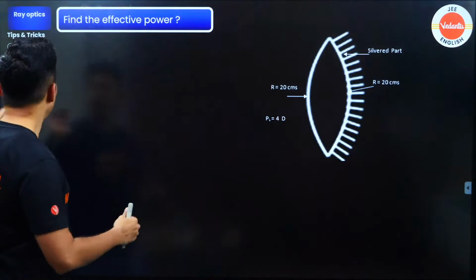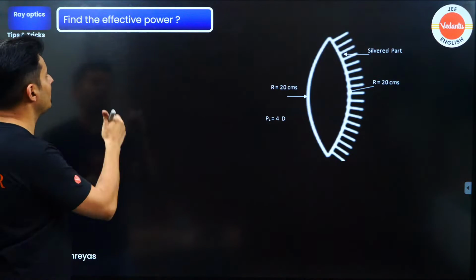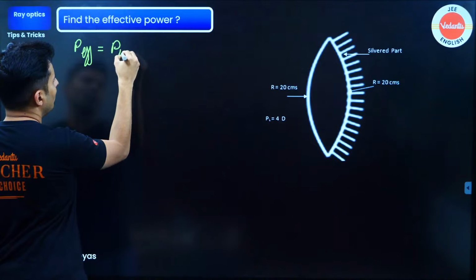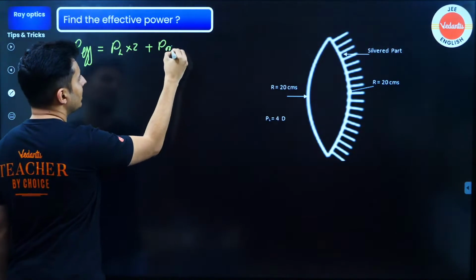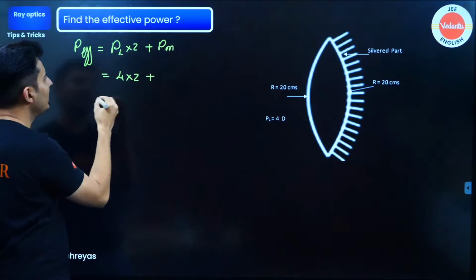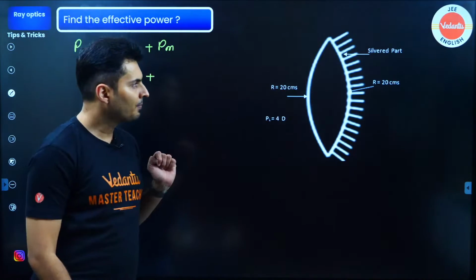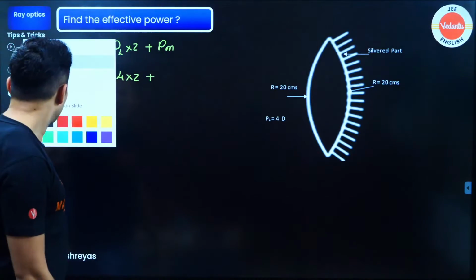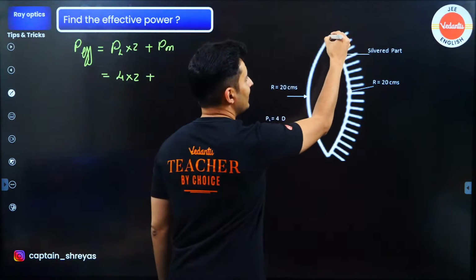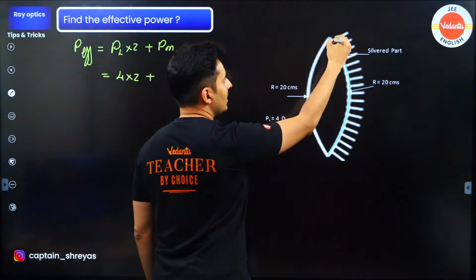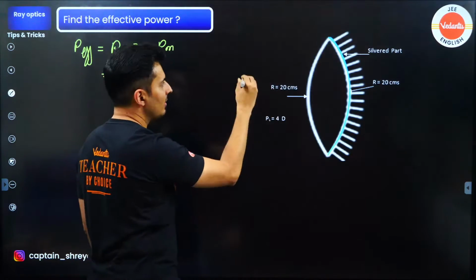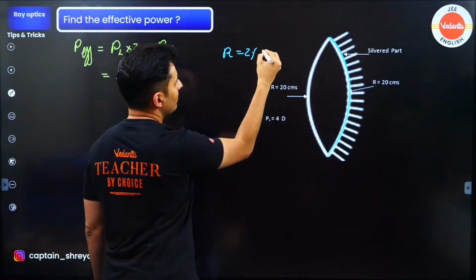Okay, let's do. What do we do now? First of all, to find the effective power, I know I have to do power of lens 2 times plus power of the mirror. Power of the lens is already given, so it is 4 diopters, so 4 into 2. The only thing I do not know is the power of the mirror. Acha, how do I do that now? Let's see. I know the radius of curvature. If I know the radius of curvature, just look at this mirror. So guys, think about it. Only if you look at the mirror, R is equal to 2 times F.